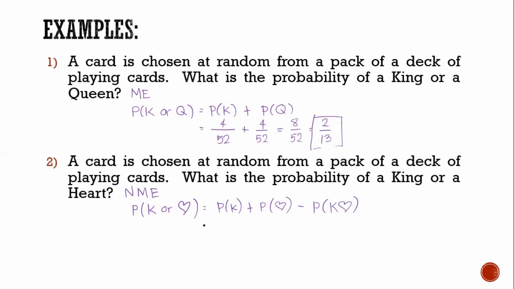So the probability of king is equal to 4 over 52. And then the probability of heart is 13 over 52 minus, we only have one king of hearts, so therefore 1 over 52. We simplify it, it will become 4 plus 13, 17 minus 1 is 16 over 52. And simplifying 16 and 52, it is 4 over 13. So the probability of king or heart is 4 over 13.